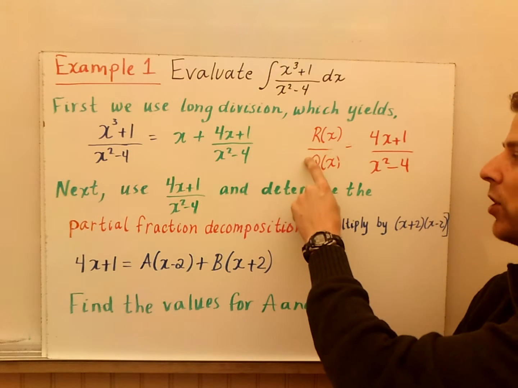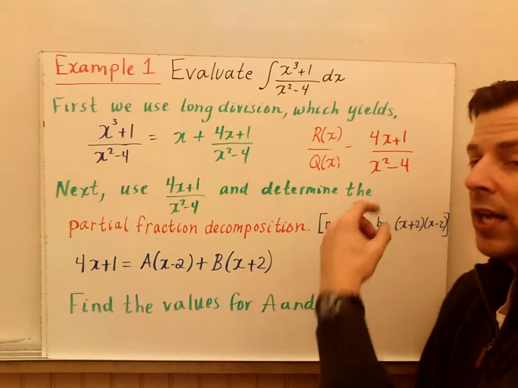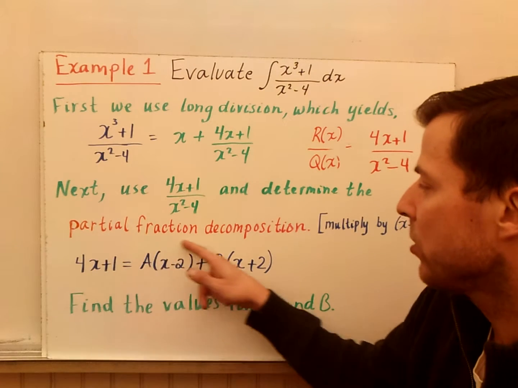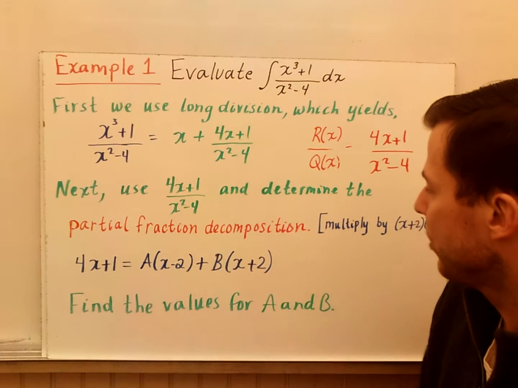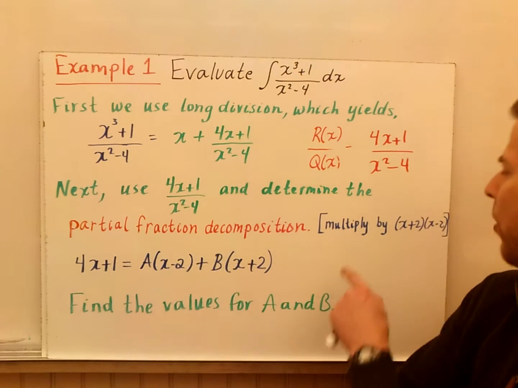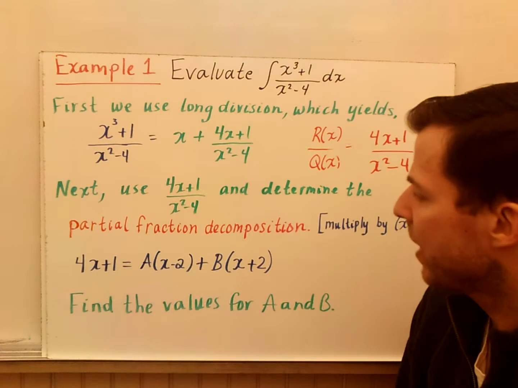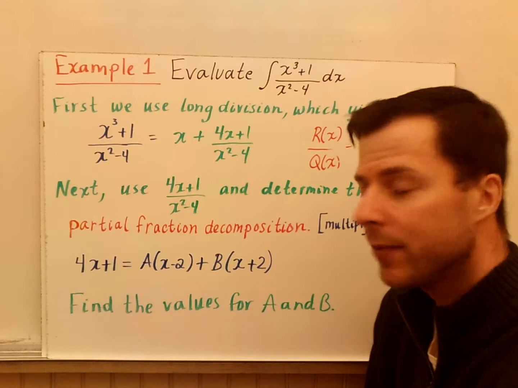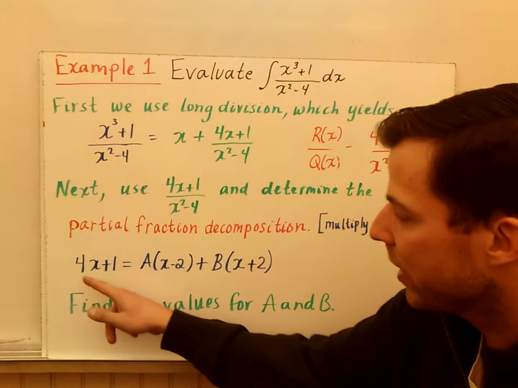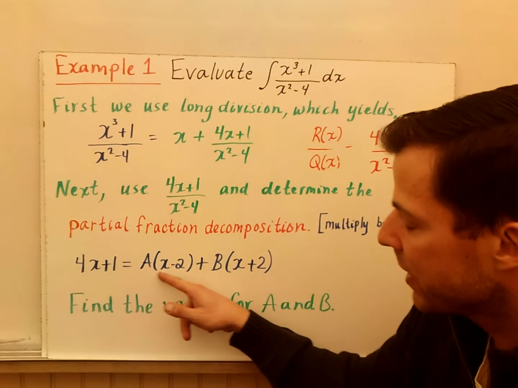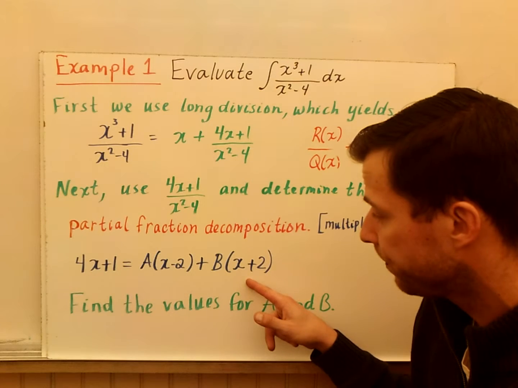So the R(x) over Q(x) is (4x plus 1) over (x squared minus 4). We're going to do partial fraction decomposition to this fraction. So we're going to multiply through by (x plus 2) times (x minus 2) because we want to get rid of that denominator, so we don't want any fractions. When we do that, we get 4x plus 1 equals A times the quantity (x minus 2) plus B times the quantity (x plus 2).